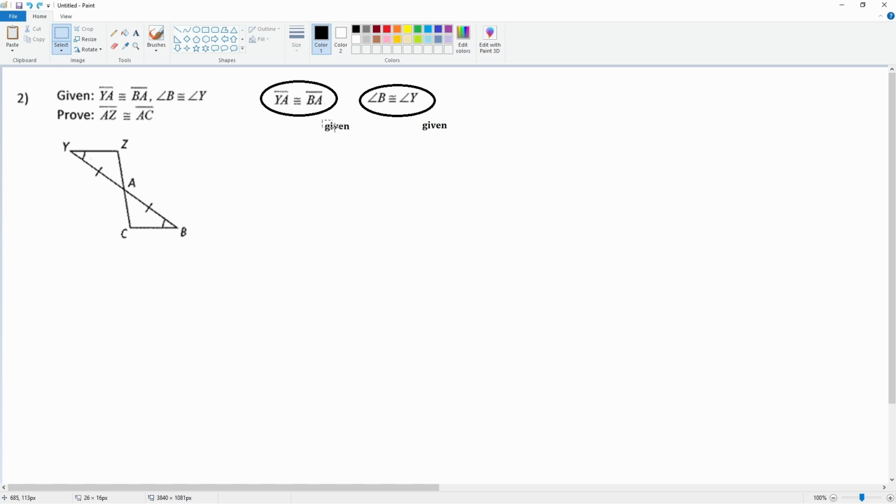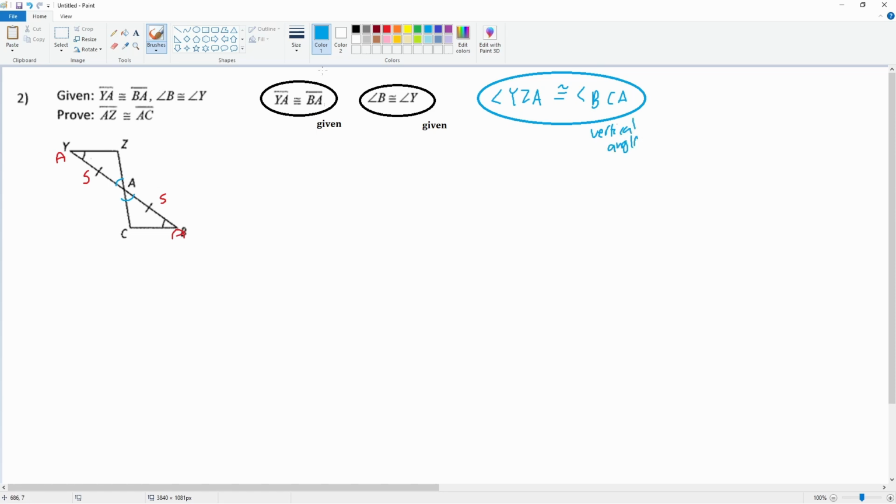All right. Then from our two givens, let's see. We have an angle and a side, angle and a side, angle and a side. Ooh, bow tie. Look, I can get the extra angle here. So angle YZA is congruent to angle BCA. And that is by what property? Well, we can say that is by vertical angles.